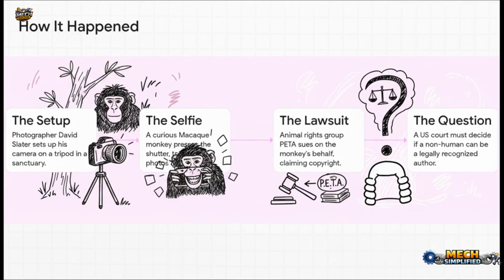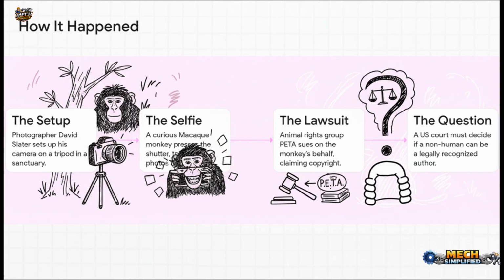Okay, so here's the story. Back in 2011, a photographer named David Slater is in Indonesia. He sets up his camera on a tripod, and this curious macaque monkey just wanders over. The monkey starts fiddling with the camera and in the process takes a bunch of selfies, including this now iconic shot. The photo goes viral, but the story does not end there.